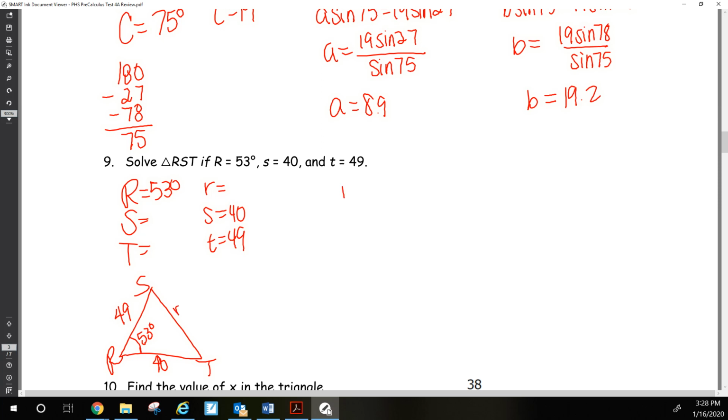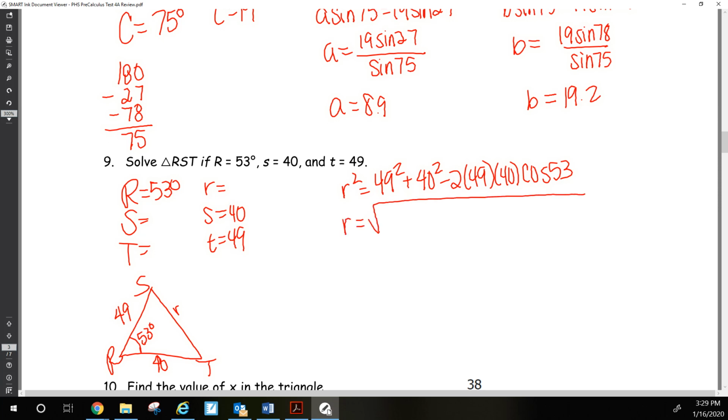So little r squared is going to be 49 squared plus 40 squared minus 2 times 49 times 40 cosine 53. Because it's r squared, I'm going to square root that. So r is going to be the square root of 49 squared, which is 2401, plus 40 squared, which is 1600, minus 2 times 49 times 40, which is 3920, cosine 53. Plugging that into our calculator, we get r is equal to 40.5.